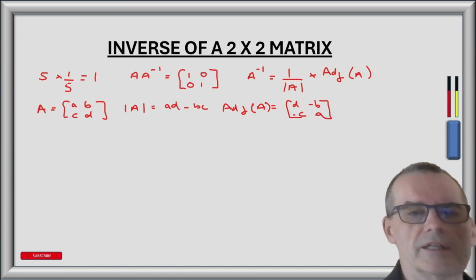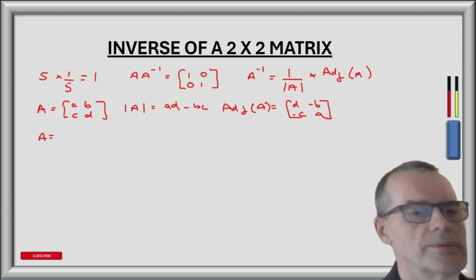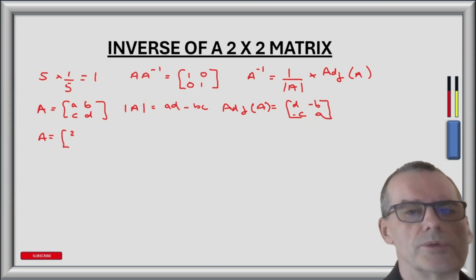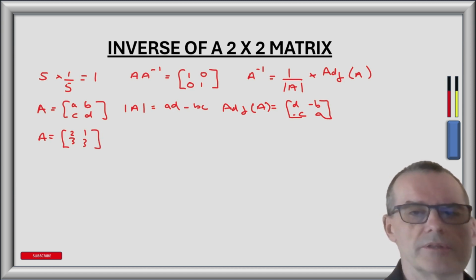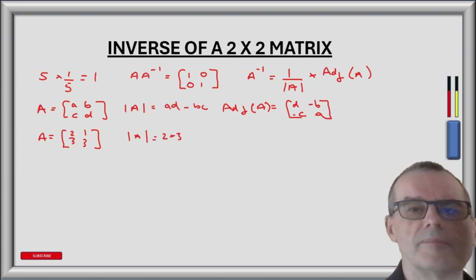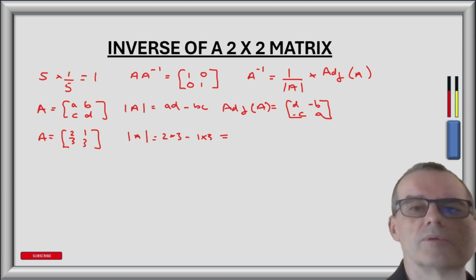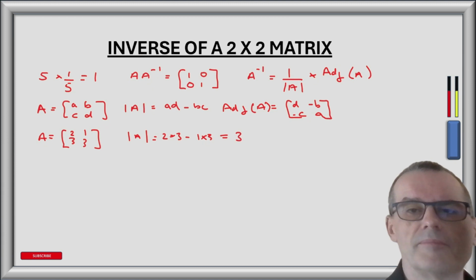Now let's look at a real example. Let's take matrix A, which is equal to 2, 3, 1, 3. And first work out its determinant. So the determinant of A is equal to 2 times 3 minus 1 times 3. The determinant is equal to 2 times 3 minus 3, which is 3.